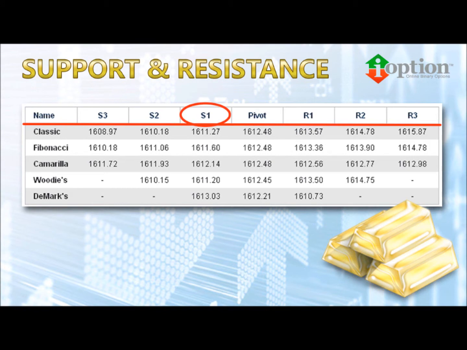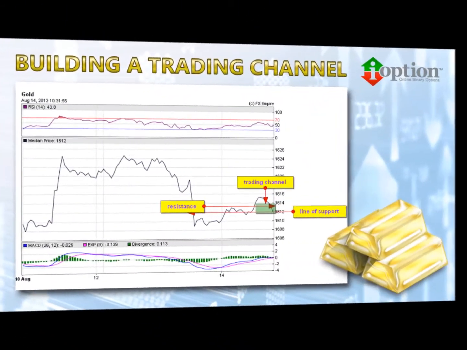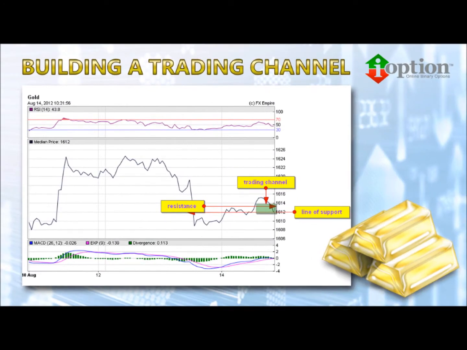So you can see here, gold has a floor of 1611.27, and resistance is the top, the highest it's going to go, and that is 1613.57. So we have a range between 1611.27 and 1613. These numbers are the floors and the ceilings of the price, and we can put these on a chart and build what we call a trading channel. Once you have them on a chart, we've circled it in green, and you can see the channel in which we think gold is going to trade today.